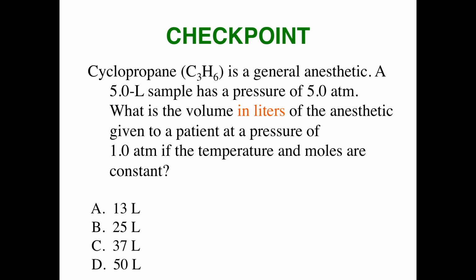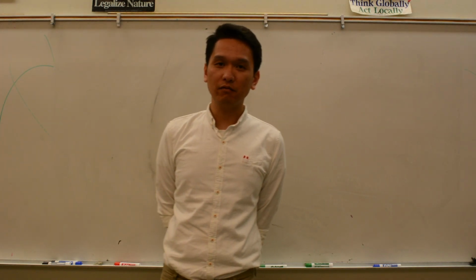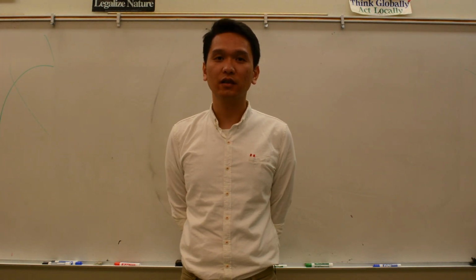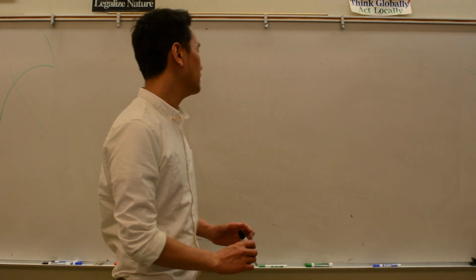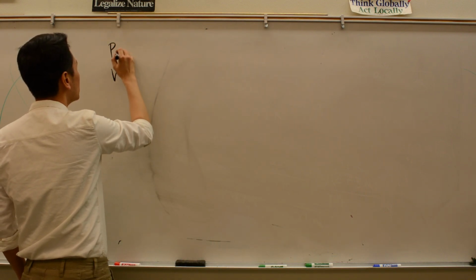Let's do one more checkpoint. This question reads: cyclopropane is a general anesthetic. A 5.0 liter sample has a pressure of 5 atmospheres. What is the volume in liters of the anesthetic given to a patient at a pressure of 1 atmosphere if the temperature and moles are constant? If you see that temperature and moles are constant, you should use Boyle's law. Very good. Boyle's law states that pressure and volume are related.